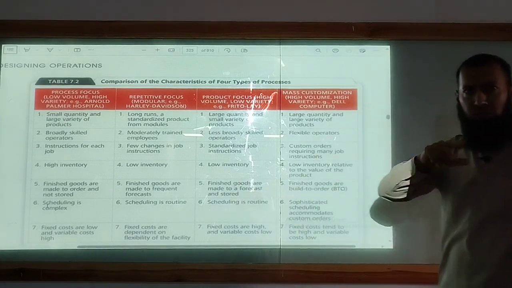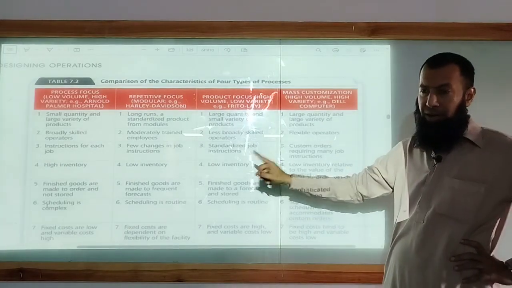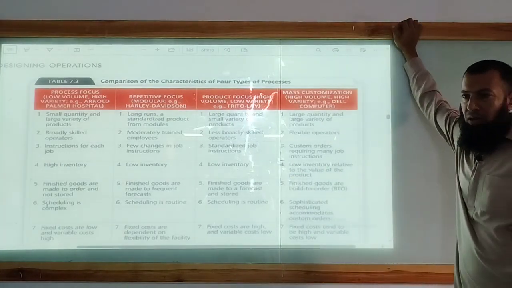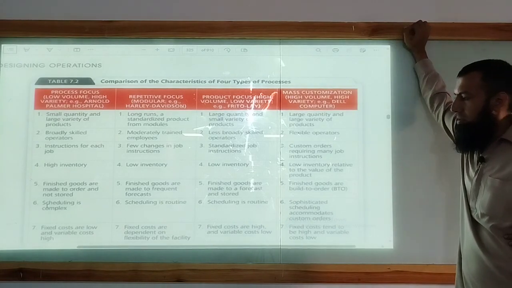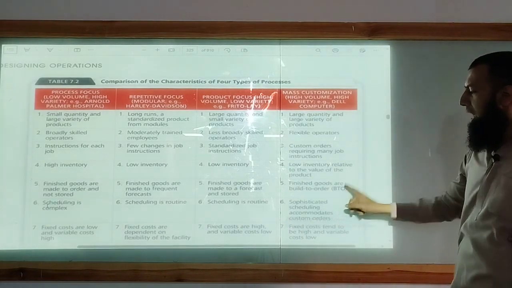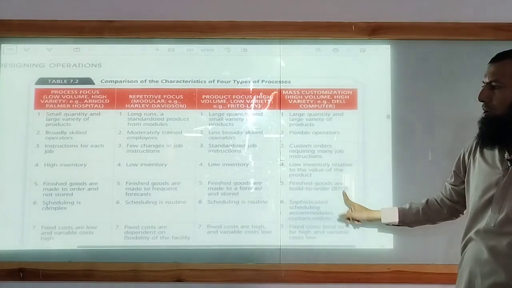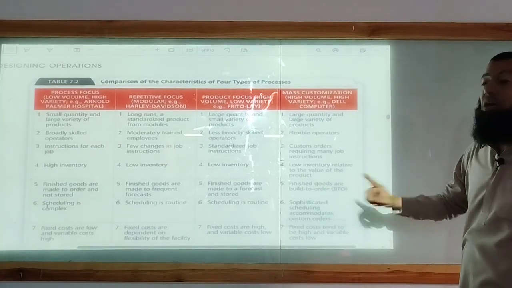Over here you see, you store it, but still you have a low inventory. Interestingly, forecast के हिसाब से. हाँ, forecast के हिसाब से. Finished goods are built to order, so they are built to order or make to order. Make to order.